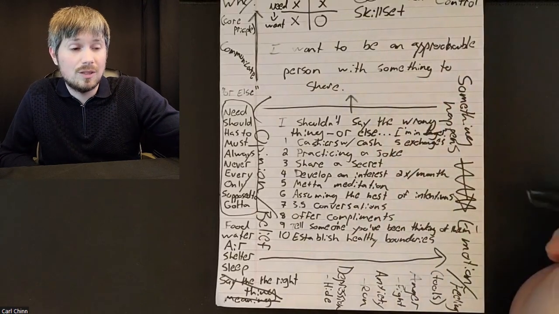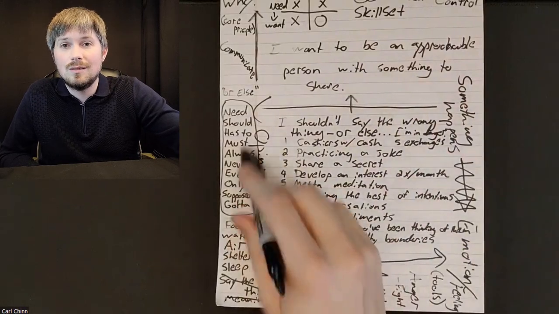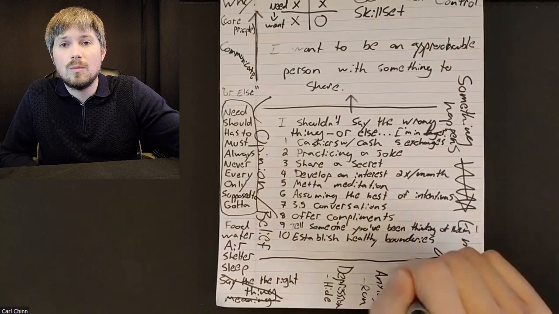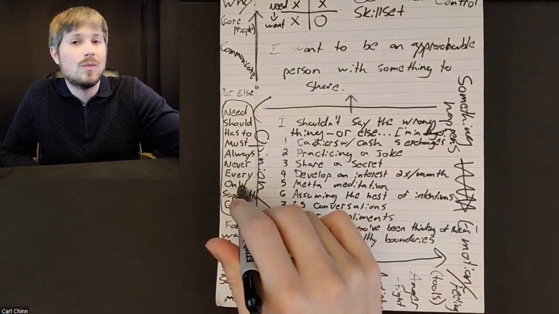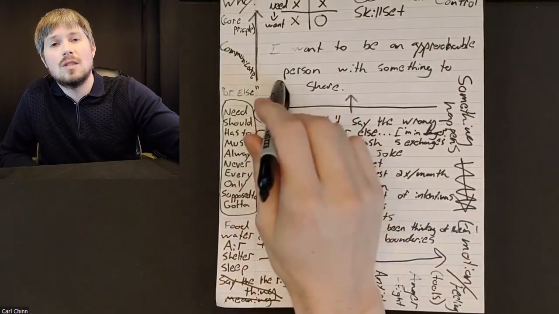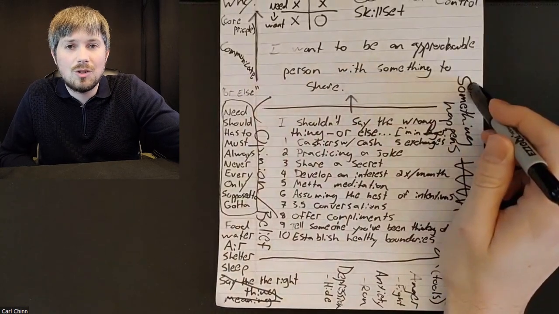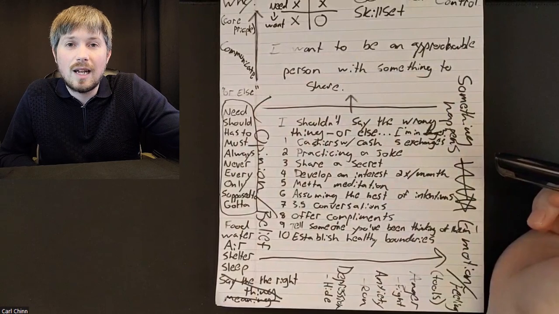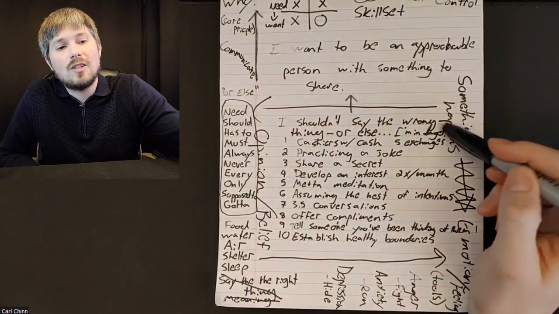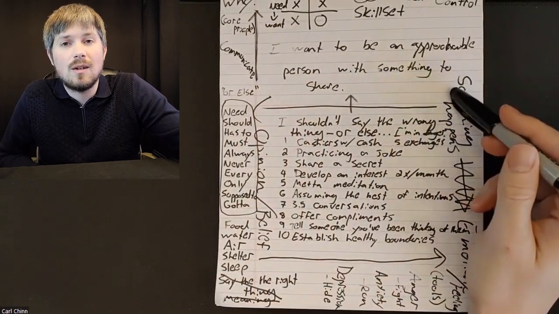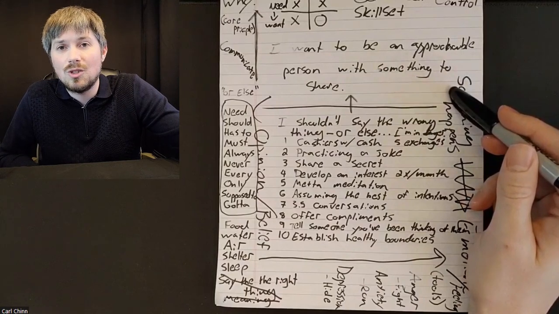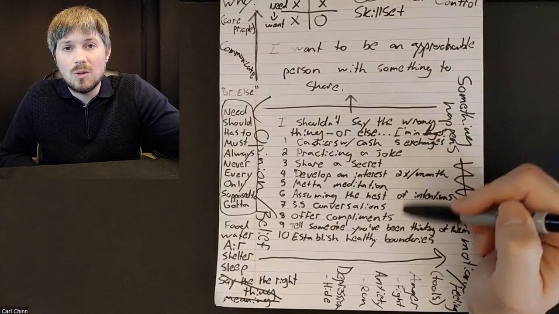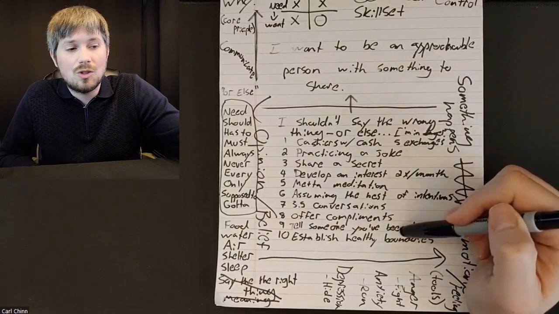In conclusion, the first half is about avoiding the things that cause us the most trouble and realizing that when we're in trouble, this is why. And the second part is trying to define the win condition, or what it is that we would rather have instead. Instead of, I shouldn't say the wrong thing, it's that I want to be an approachable person that has something to share. How can I approach and how can I practice being approachable and having something to share?